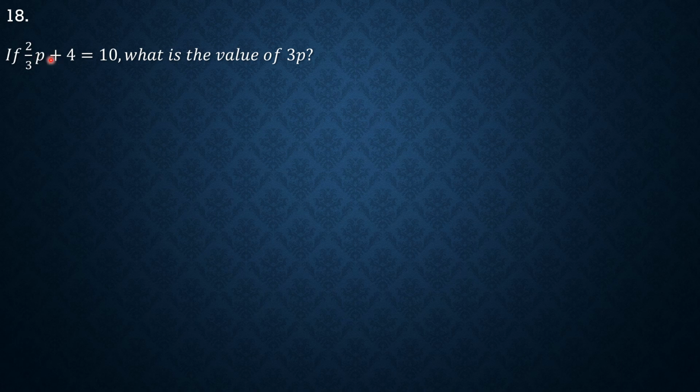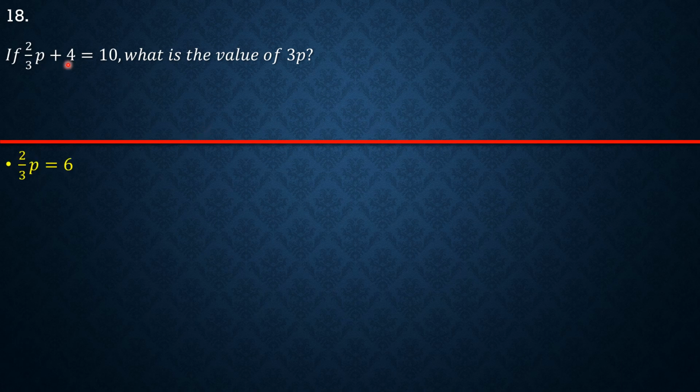18. If 2/3 p plus 4 equals 10, what is the value of 3p? All right, so the very first thing you want to do is make p the subject here. So we're going to subtract 4 from both sides, so we're left with 2/3 p equals 6, and then our p is just going to be 9, right? But look, remember that we're looking for 3p, so 3p is going to be 27.